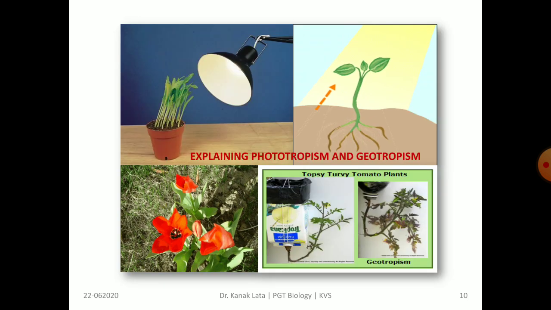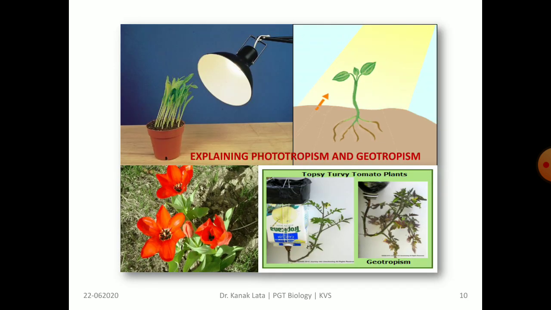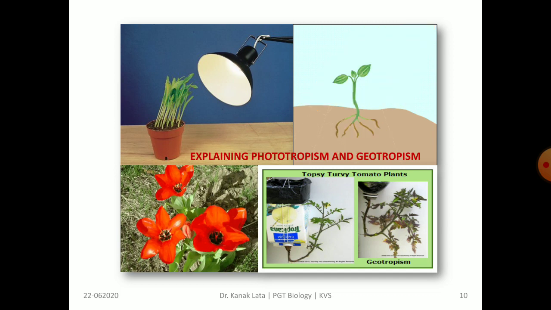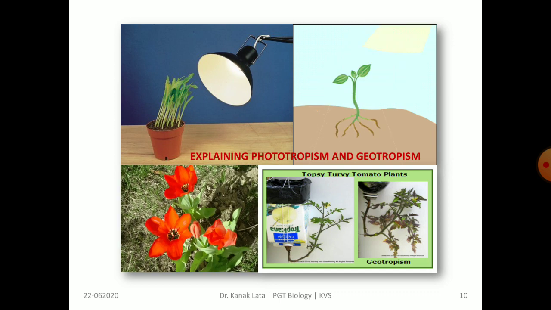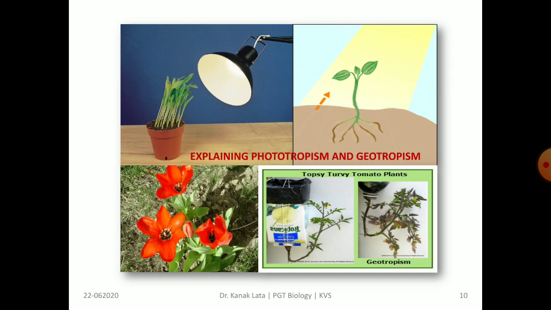This figure clearly indicates phototropism and geotropism. The shoot system is moving towards the light and the root system is moving towards the earth, that is, towards the force of gravity.